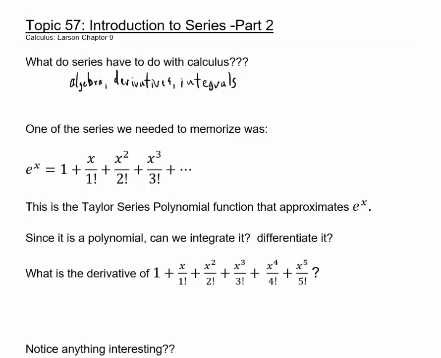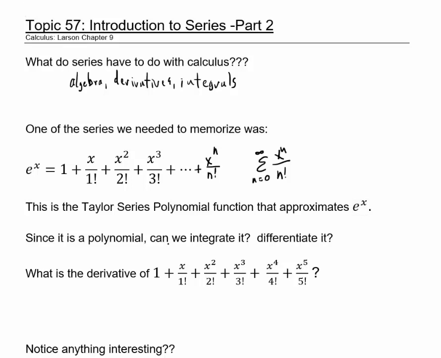Okay. So one of the series that in a normal year you would have to memorize is the Taylor series for e to the x, which is 1 plus x over 1 factorial plus x squared over 2 factorial plus x to the third over 3 factorial, and so on, plus the general term x to the n over n factorial, because you can just go with the pattern until you go out to n, where n is any number. Again, it would be a summation as n goes from 0 to infinity if I wrote it out in summation notation. Okay, so this is the Taylor series polynomial that approximates e to the x.